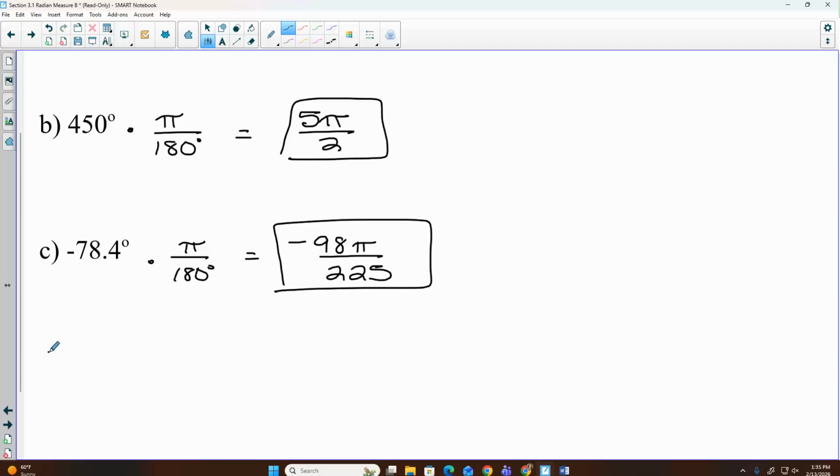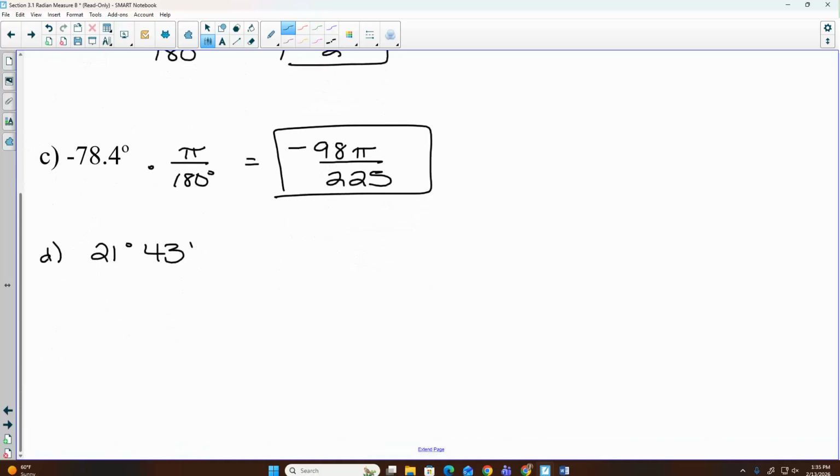Sometimes they may not be nice. If I said 21 degrees, 43 minutes, and I asked you to turn that into radians. Okay, we still have to multiply by pi over 180. When I put this in, I have to do 21 plus 43 over 60 in parentheses. And if you divide that by 180, what happens when you try to turn that into a fraction?